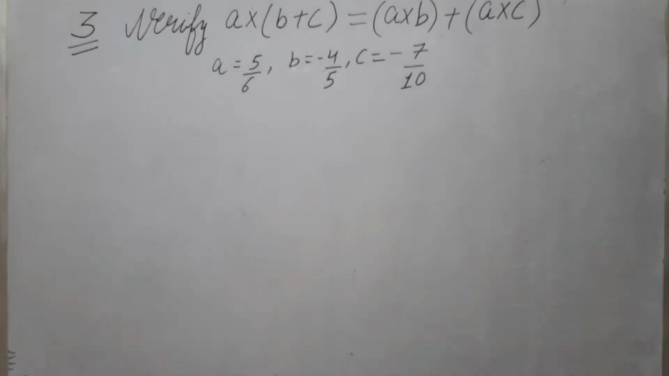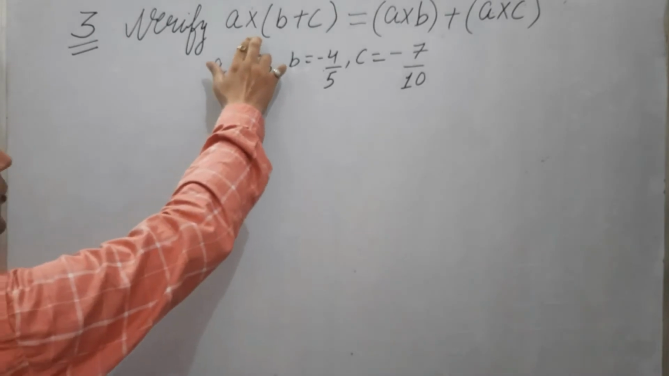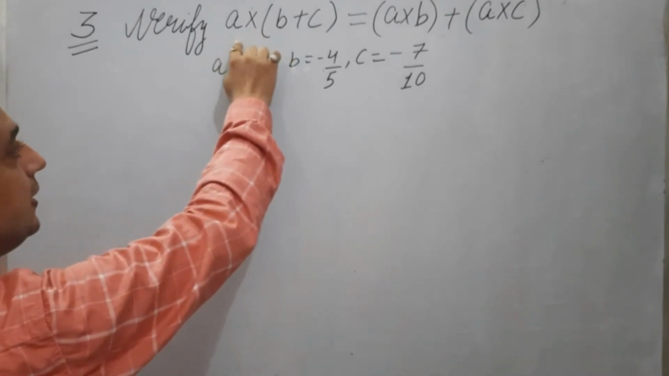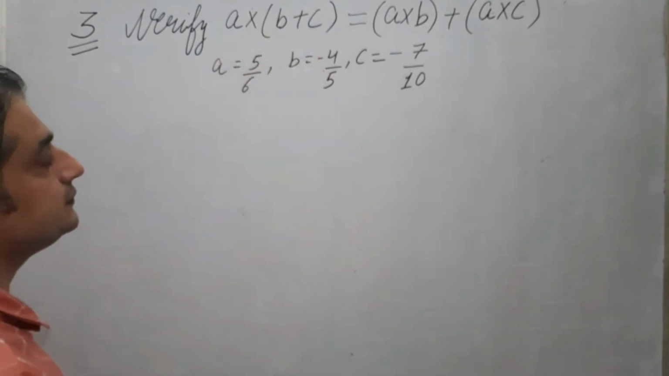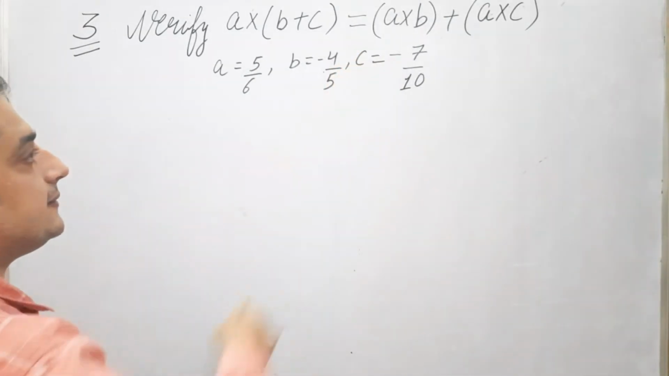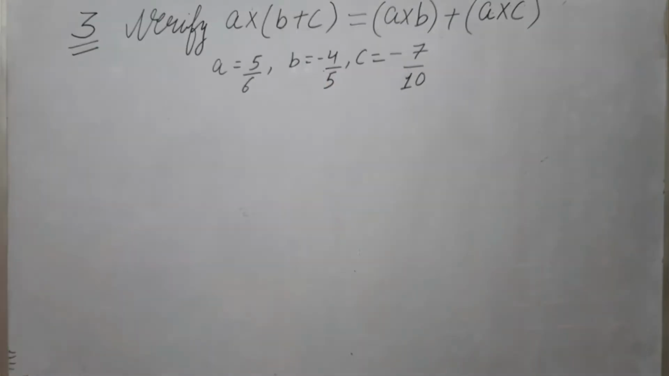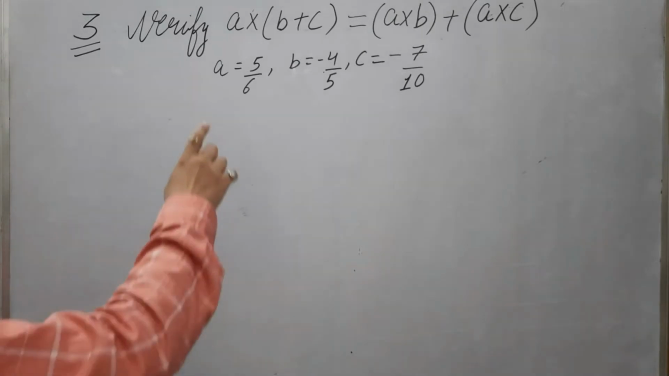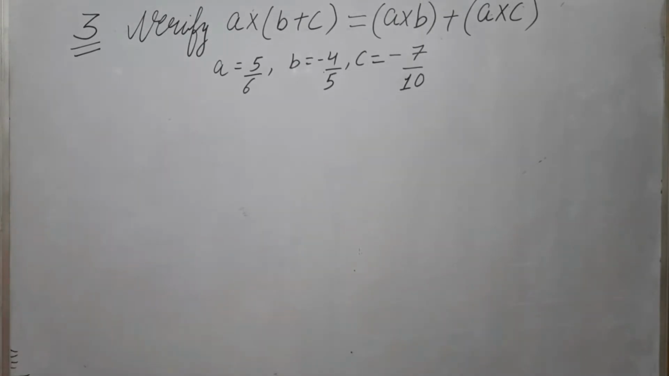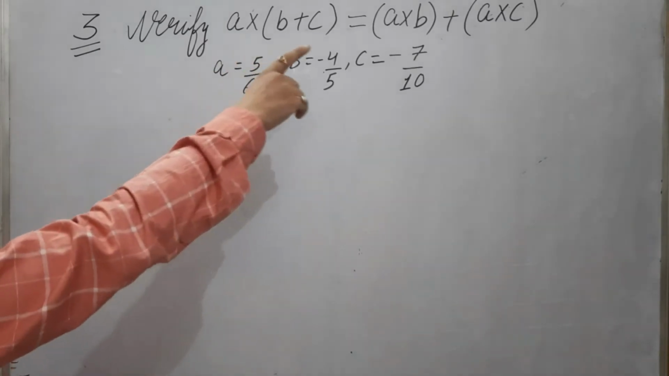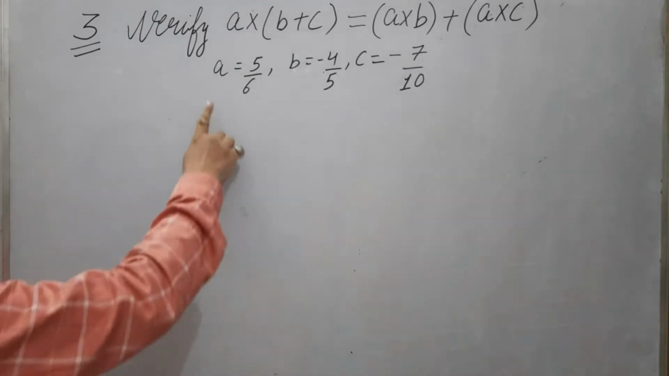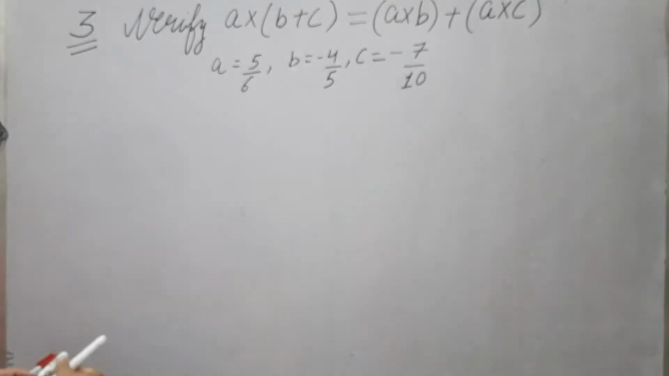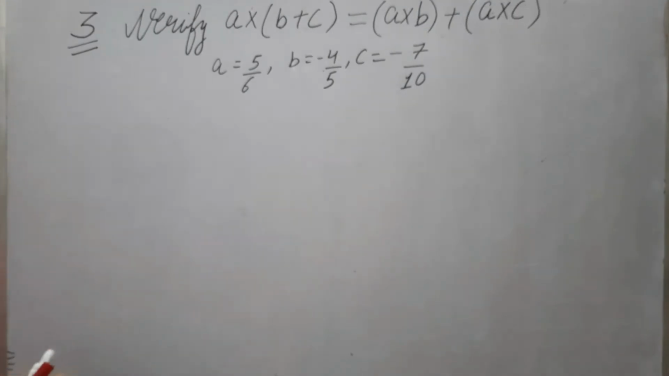In this question, we have to verify the product of A multiplied by (B plus C) is equal to A multiplied by B plus A multiplied by C. Means we have to verify the distributive property of multiplication over addition of three rational numbers, where A, B, C are three rational numbers. So we have to verify the left hand side is equal to the right hand side.